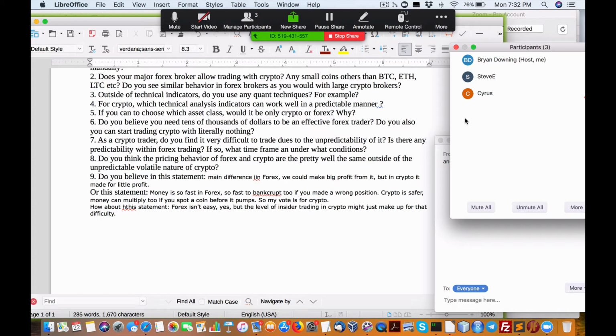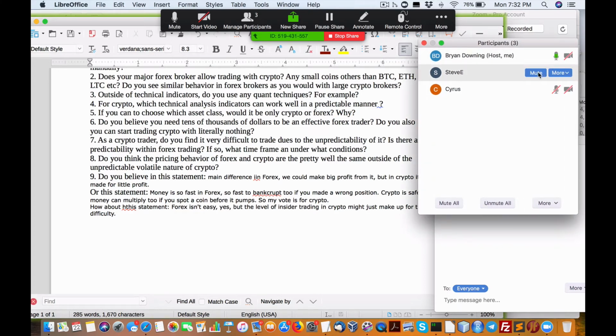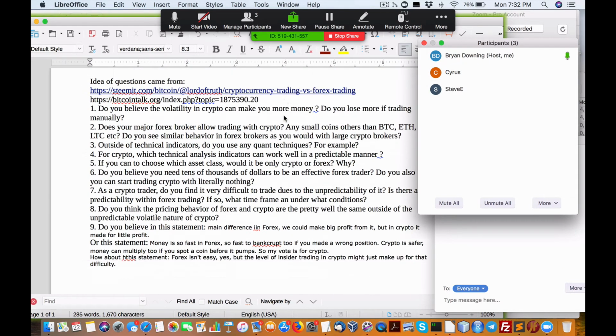Forex isn't easy, but the level of insider trading in crypto might just make up for that difficulty. You believe that? I don't think it makes any sense. Right. Okay, well, that's pretty well all I had.